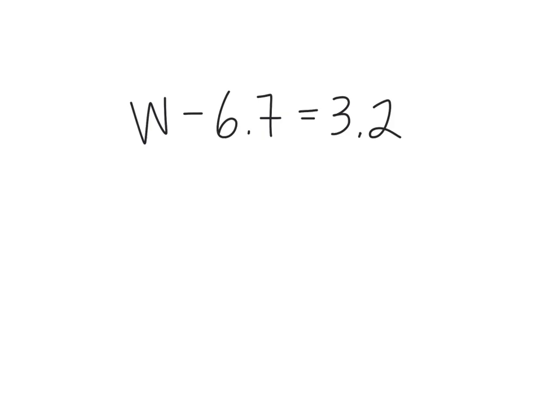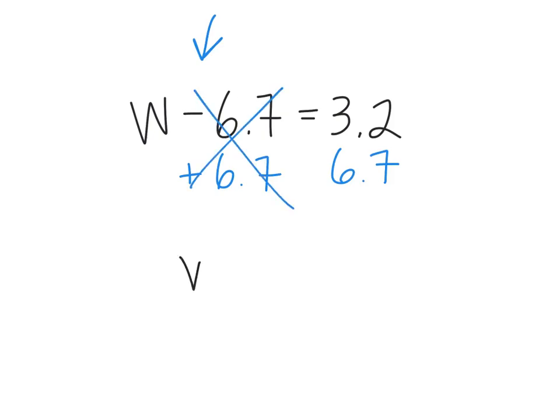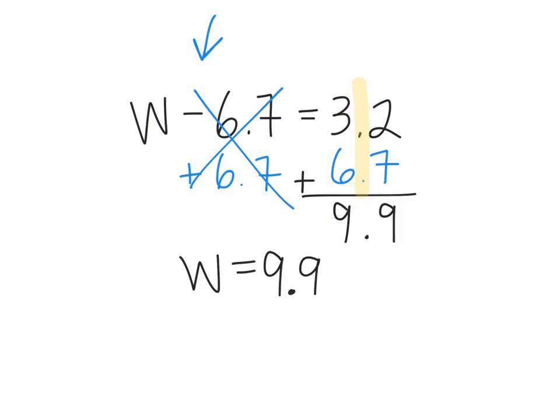All right, in this problem here, I noticed that the operation we're using is subtraction, so I need to do the opposite thing. So I'm going to add 6.7 to both sides. When I add 6.7 to both sides, this 6.7 is going to cancel, and I get W equals, and then I add these like normal. I make sure that my decimal point is lined up here, and I add the 2 plus the 7, which equals 9, and 3 plus 6, which also equals 9. So my final answer should be 9.9.